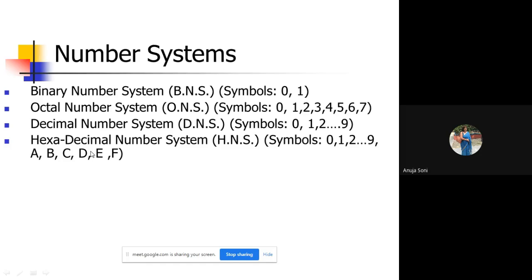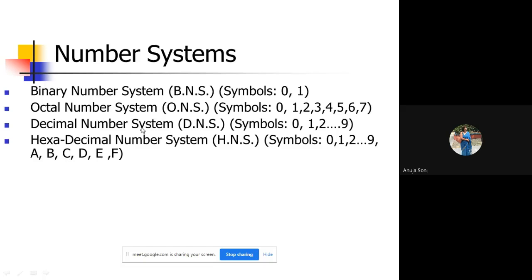And next to that is the hexadecimal number system. Here we have a total of 16 symbols. From 0 to 9, the symbols of the decimal number system are used as such, and beyond that, some alphanumeric characters are used.